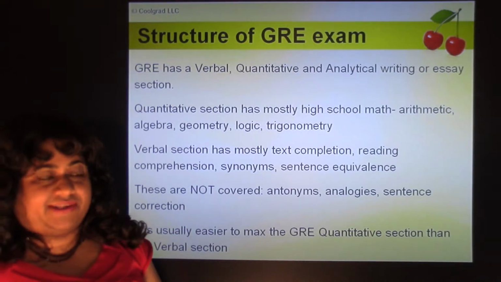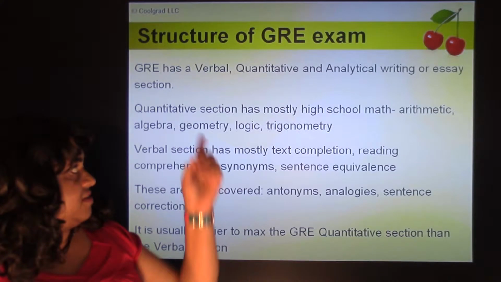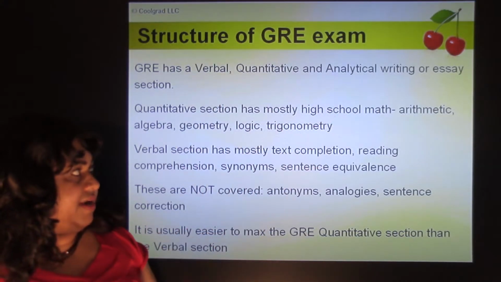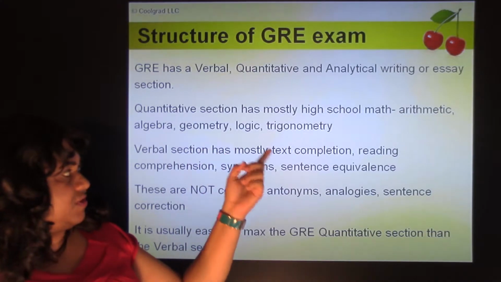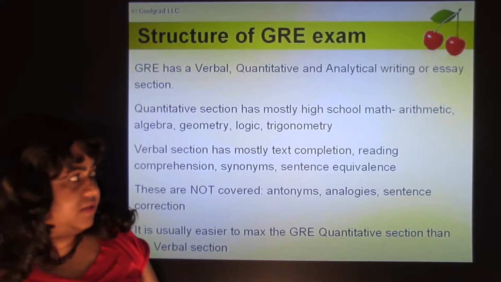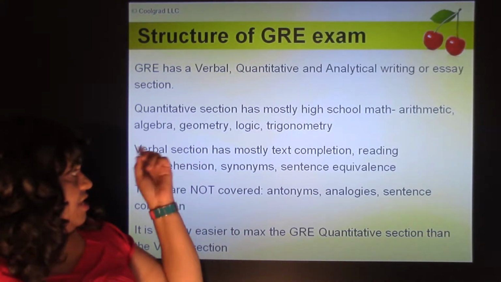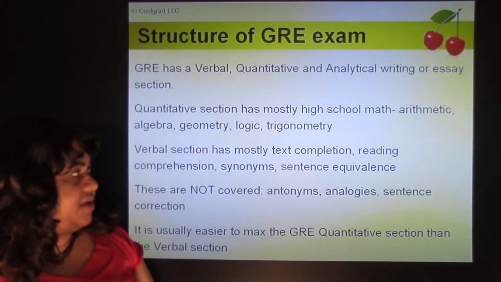Now the structure of the GRE exam. It has a verbal, quantitative, and analytical writing or essay writing section. The quantitative section is mostly high school math. So it's about arithmetic, algebra, geometry, logic, trigonometry.